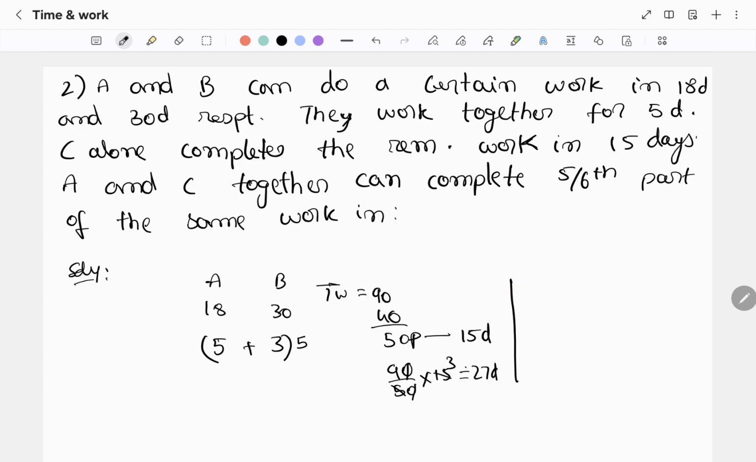They're asking A and C together can complete 5/6th part of the work. So A 18, C 27. Total work is equal to 54. LCM of 18 and 27 is 54. Then 3 and 2. One work, 100% of the work, can be done in time taken 54 by 5. But we need 5/6th. 5 by 6th. So 9 days. In 9 days they will complete the work.